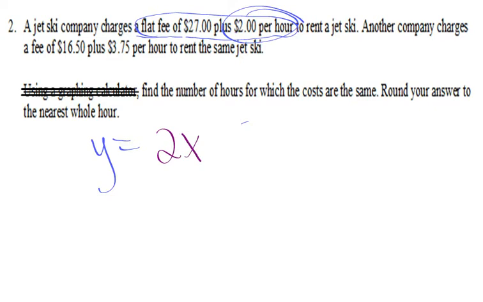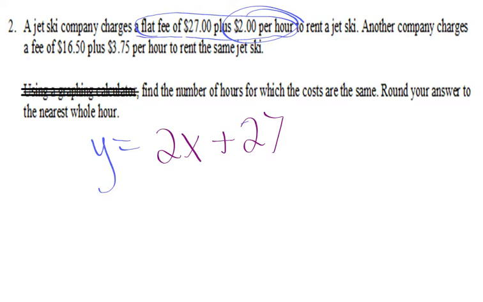So $2 per hour plus a flat fee of 27. Remember, that's that y-intercept part. So if I don't even rent it for 1 hour, I have 0 hours, that still means my flat fee is going to be 27. That's always that y-intercept, right? So there's our first equation.